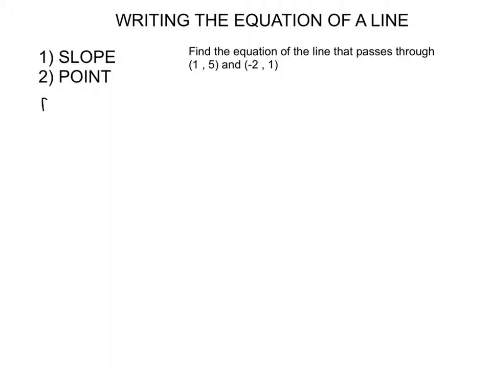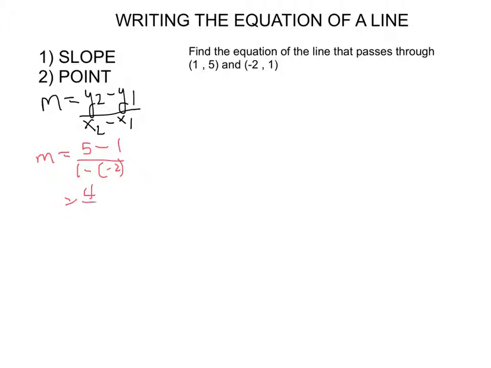So we're going to use our slope formula. As a reminder, it is y2 minus y1 over x2 minus x1. So in this particular example, my m is going to be 5 minus 1 over 1 minus negative 2, which is going to give me the slope of 4/3. So now I actually have the two things that I need. I have my slope, which is 4/3, and I can use either of these points. It doesn't matter which one I want to use. So I'm just going to choose the first one, which is (1, 5).